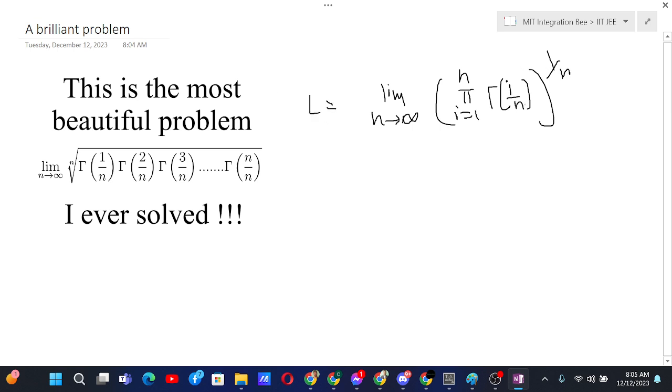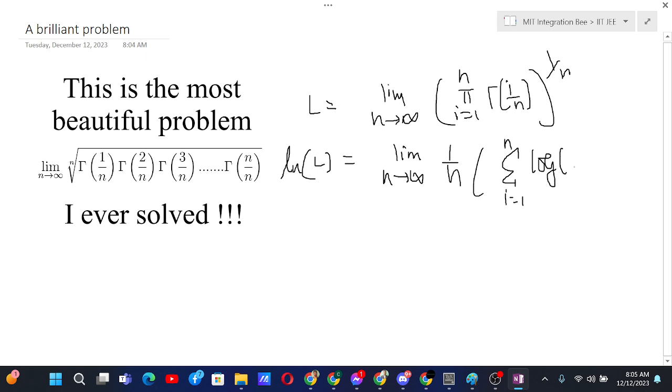And now if we take log on both sides, the exponent goes to a product, and the product goes to a sum, and that will be a lot simpler. We have ln of L as the limit as n goes to infinity of the log of this product, and the log of a product will be a sum of logs. So that will be the sum from i equals 1 to n of log of gamma of i by n.